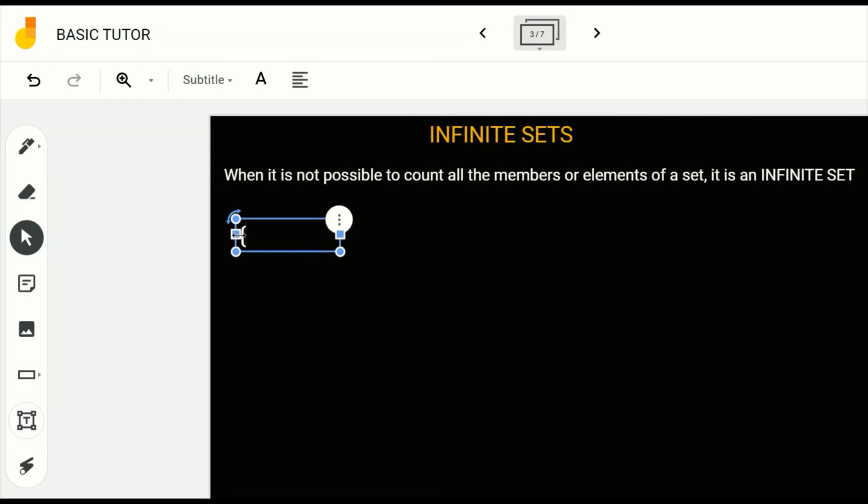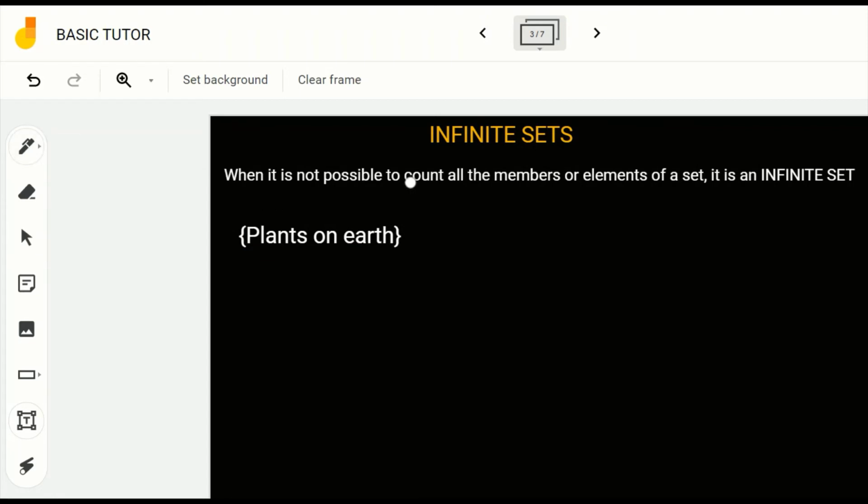First example that comes to mind is plants on earth. Plants on earth is a very good example of infinite sets. Now, the plants on earth are so many that they cannot be counted. So plants on earth is an example of infinite sets. All right, let's look at the next example.